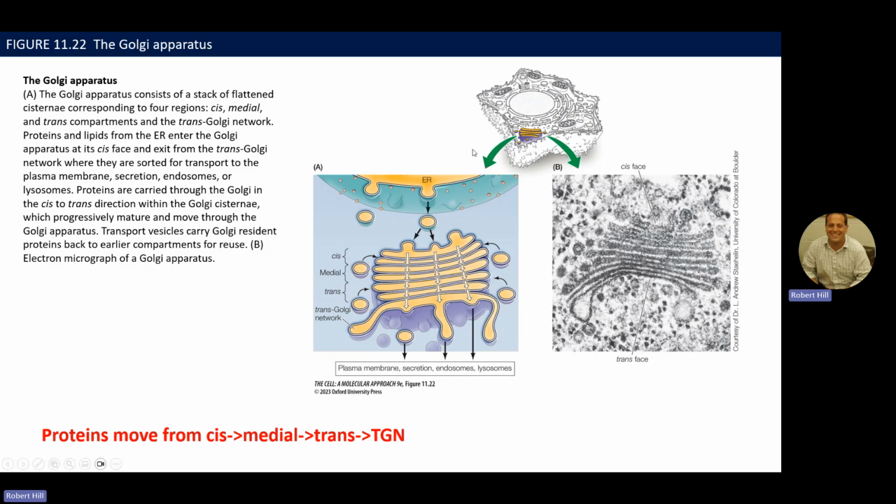So here's the ER down here, up here. Vesicles are coming off of the rough ER, and they're entering the Golgi through the cis face. They travel through the medial region, the trans region, and then finally the last part is the TGN or trans Golgi network, where vesicles are going to either end up on the plasma membrane, they're going to get secreted, they go to endosomes, or they go directly to lysosomes.